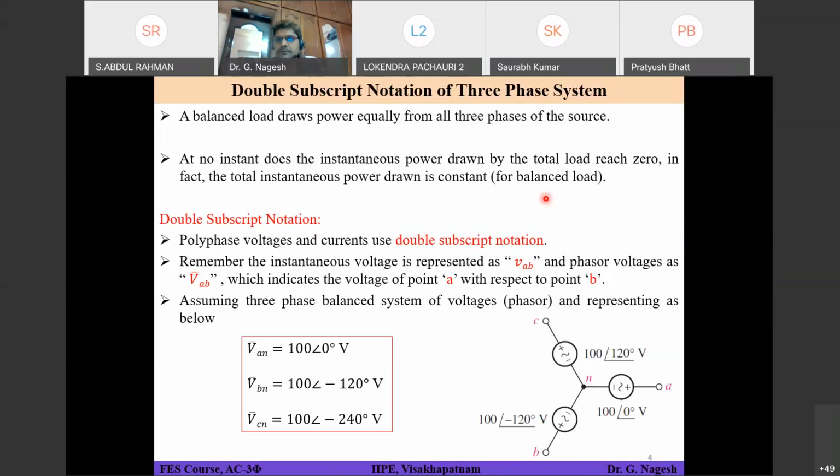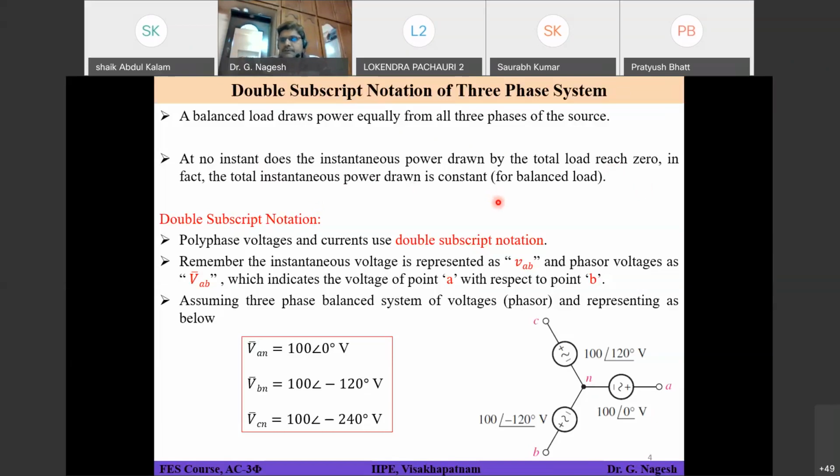Yes, sir. It means the load receives equal power at all instants. So at no instant does the instantaneous power drawn by the total load reach zero. That means at any instant of time, if you find the total power drawn by all the three phases, it is not going to become zero. It is not at all zero at any instant of time. And in fact, the total instantaneous power drawn is constant.